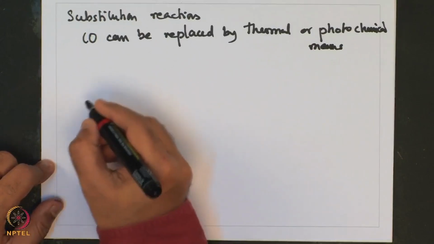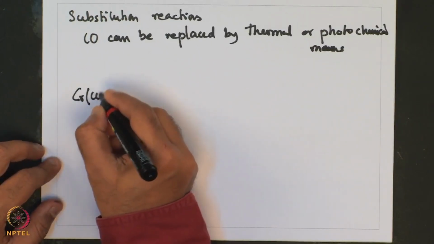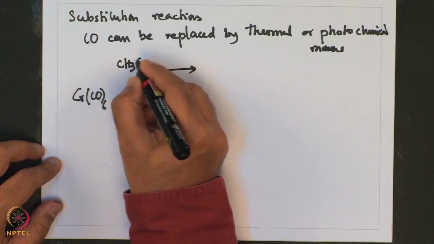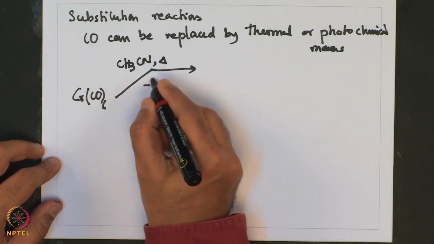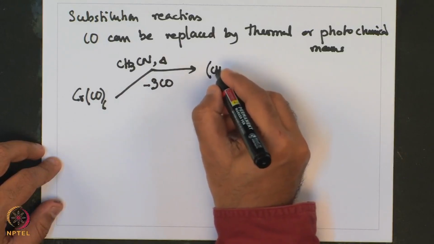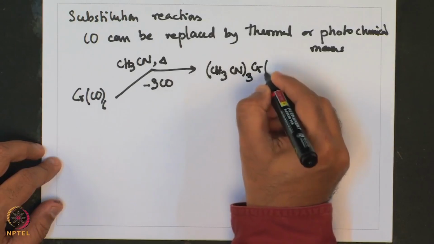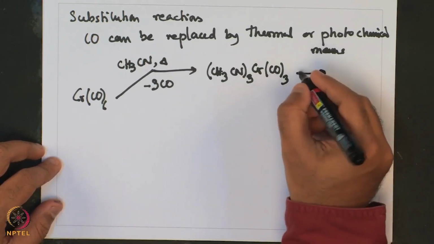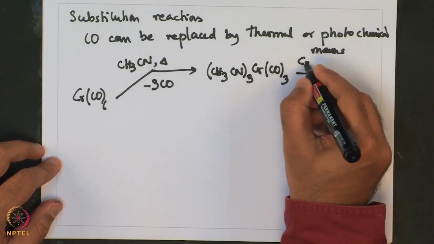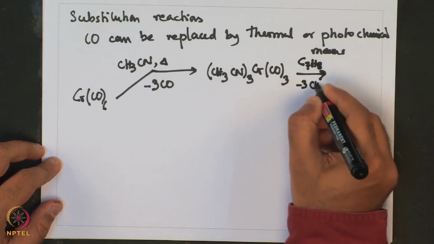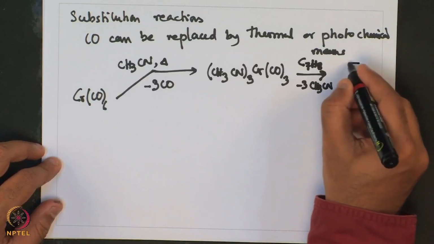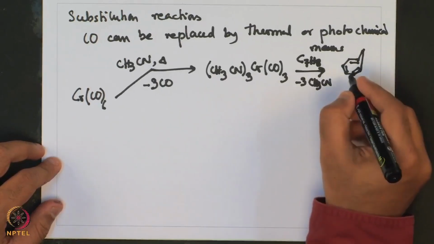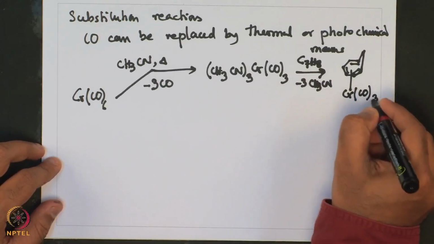For example, Cr(CO)6 when heated in acetonitrile eliminates 3 molecules of CO to give (CH3CN)3Cr(CO)3, and when that is treated with another olefin, cyclic olefin C7H8, it eliminates 3 molecules of CH3CN to give (C7H8)Cr(CO)3.